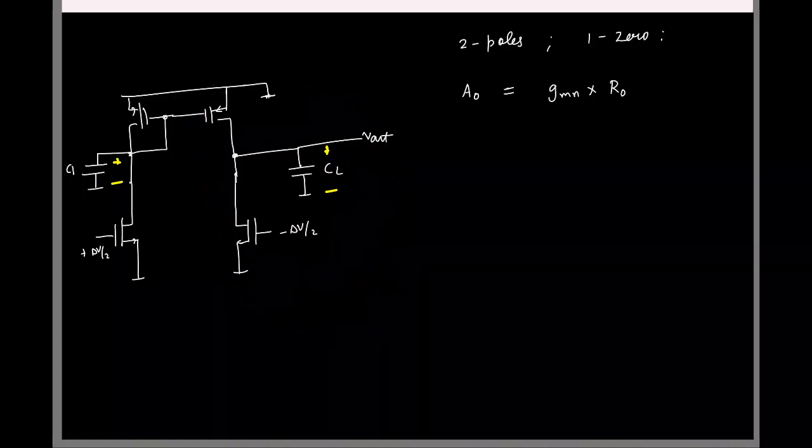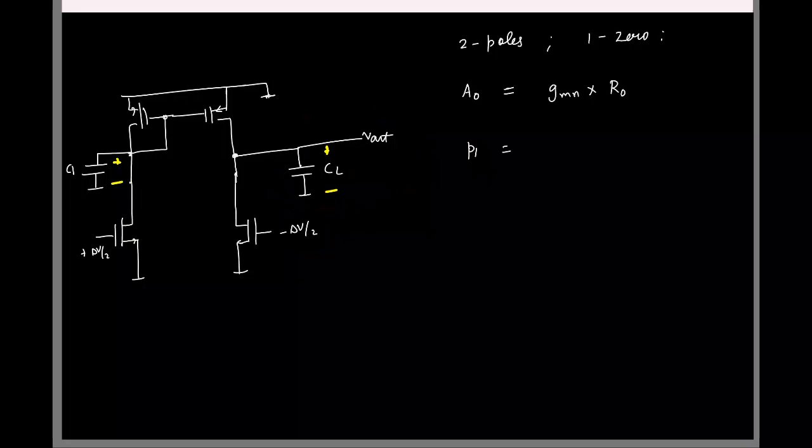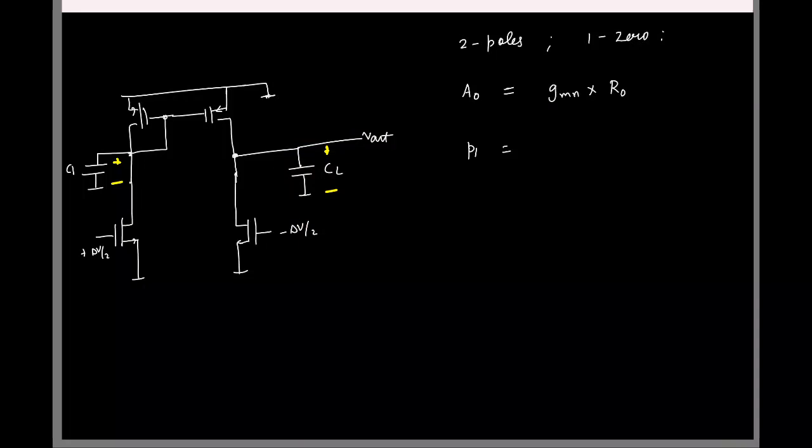Great. So what is the first pole location? Let's say at this node. What is the pole location due to this? Yeah, so it's basically the output resistance by this. I'll just say minus G naught by CL.